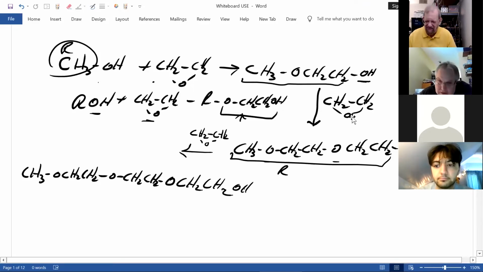Now I'll add more. And I'll make this compound. If you look at this compound, at the very end, I have an alcohol, and alcohols react with ethylene oxide, drop the H, add CH2, CH2OH, which is what we've done up here. Drop the H and add CH2, CH2OH. Well, that's what I have here.